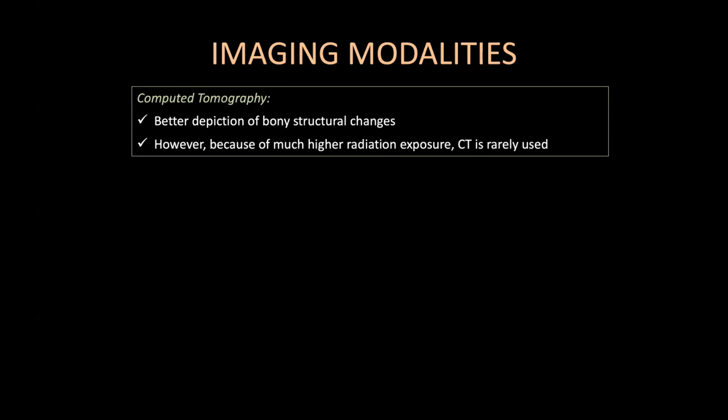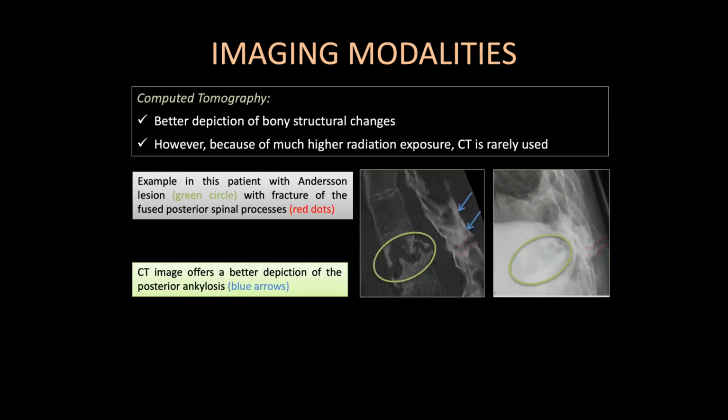Other imaging modalities, so computed tomography, it allows a better depiction of bony structural changes. However, it's not often used because it has a much higher radiation exposure. So it's much more rarely used. In this example, this is the same example that I showed earlier, this discovertebral pseudarthrosis with insufficiency fracture. It's much better seen on CT, as well as the fracture of the posterior elements. And also CT is much more helpful to identify disease of the posterior elements, specifically ankylosis.